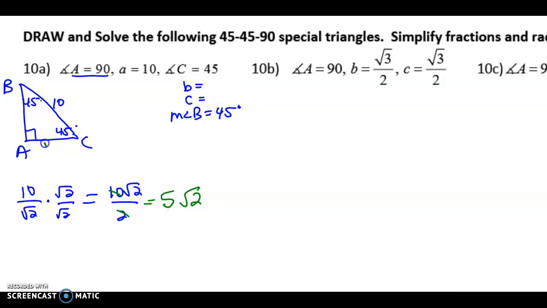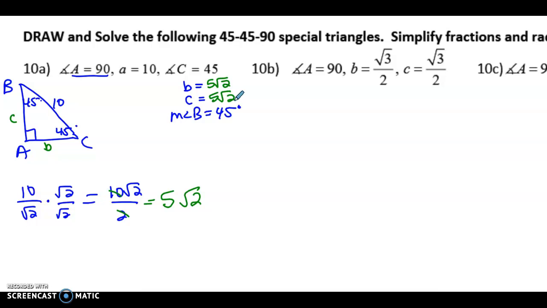And the good thing is, once I get B, I also know C, because this is a half of a square. Isosceles triangle. Okay, they're both 5 times the square root of 2. Now, all your answers should come out as fractions or whole numbers.